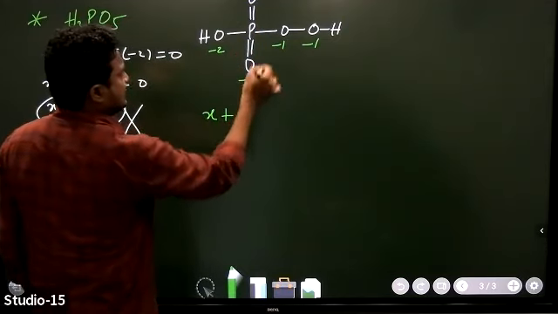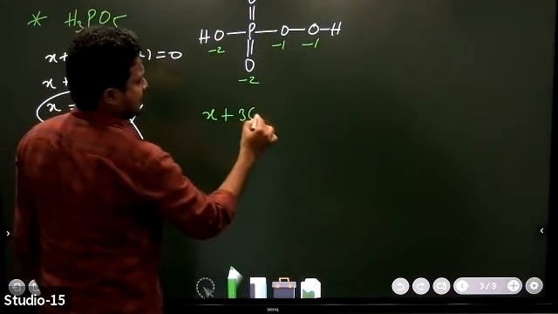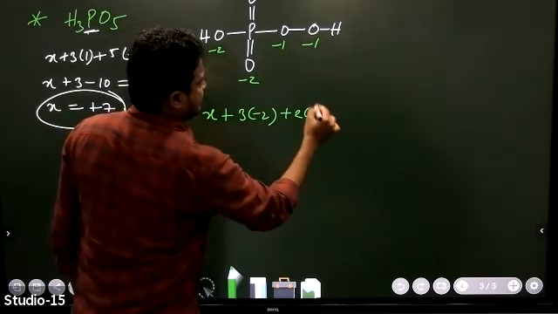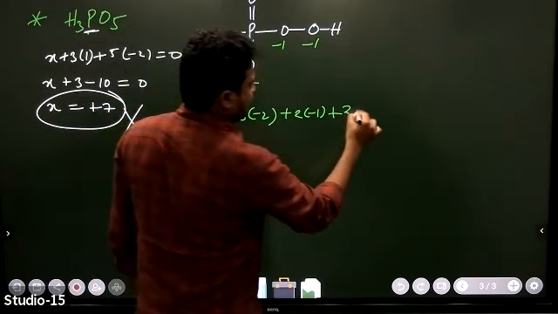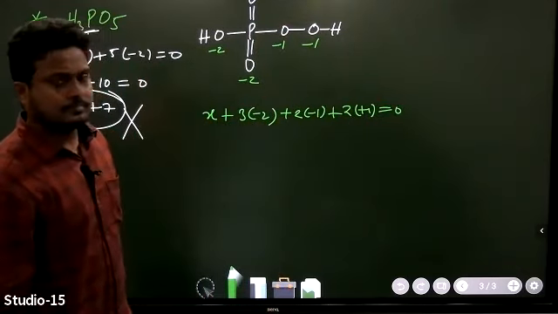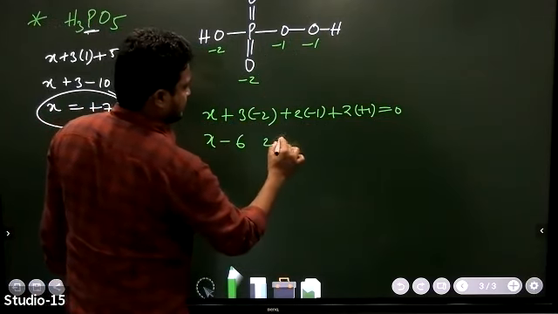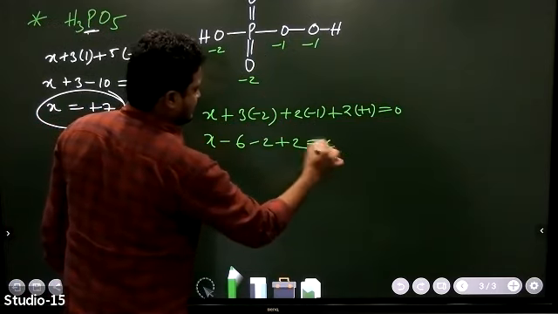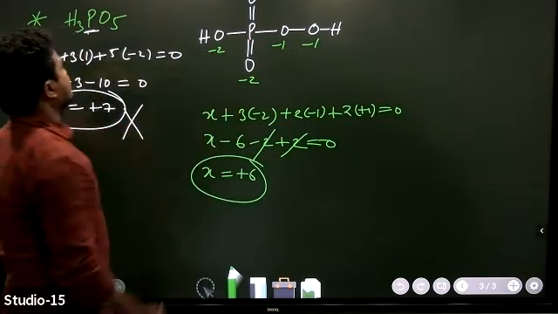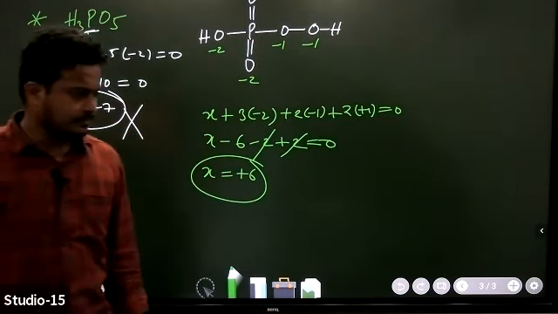Phosphorus is taken as X plus. How many oxygens show -2? 1, 2, 3: 3 times -2. And 2 oxygens show -1, plus 3 hydrogens show +1 oxidation states, and the total charge on the molecule is 0. Now X minus 6, -2 and +3 equals 0. X equals +6. In H3PO5, phosphorus shows +6 oxidation state. Right?